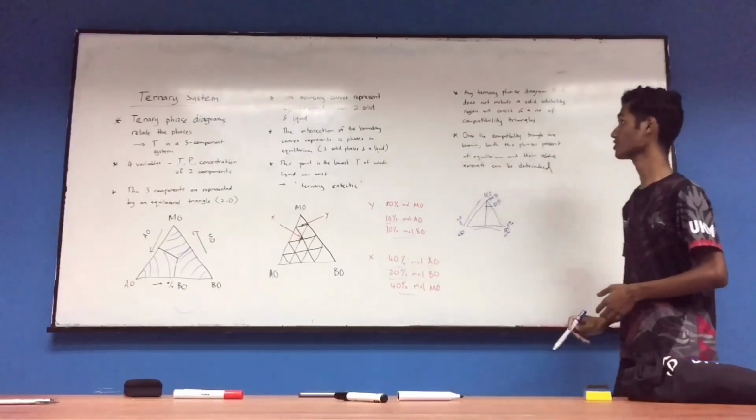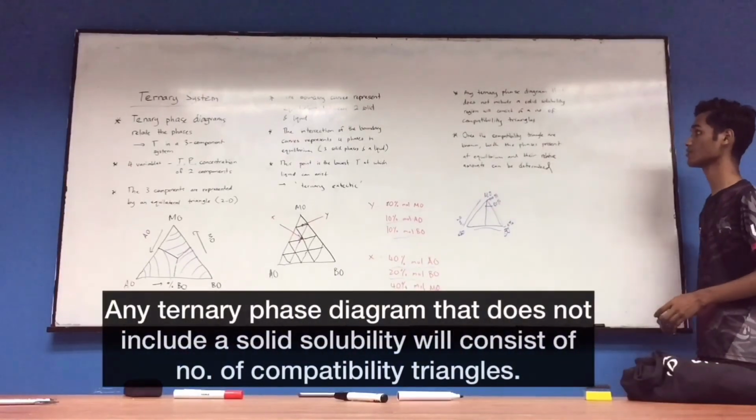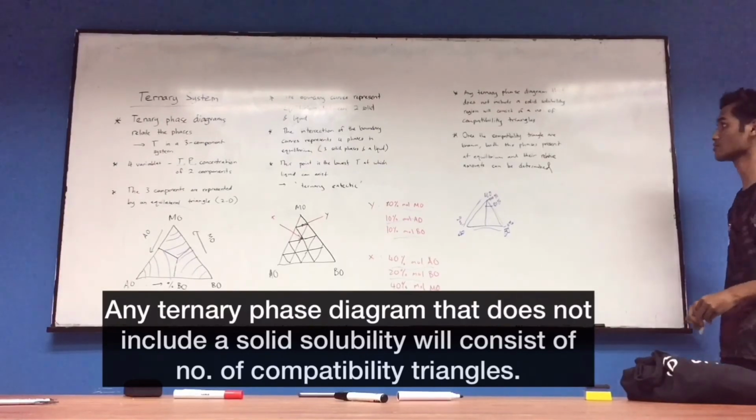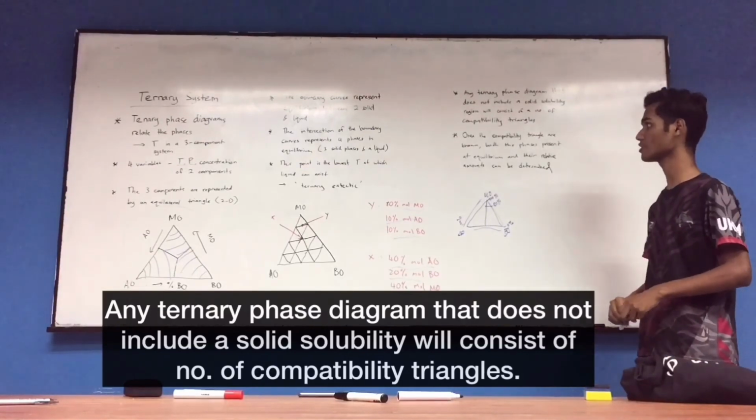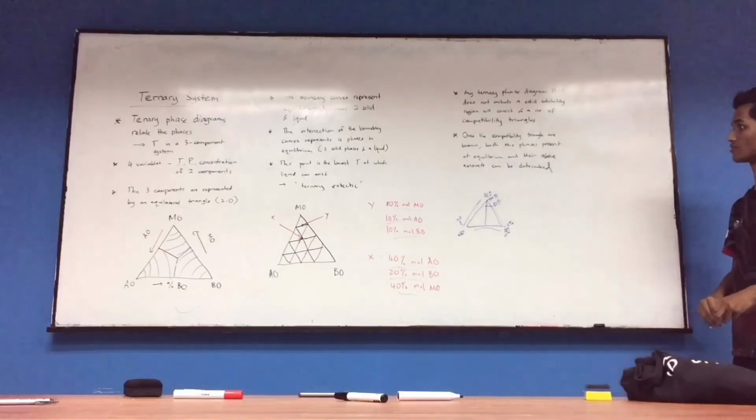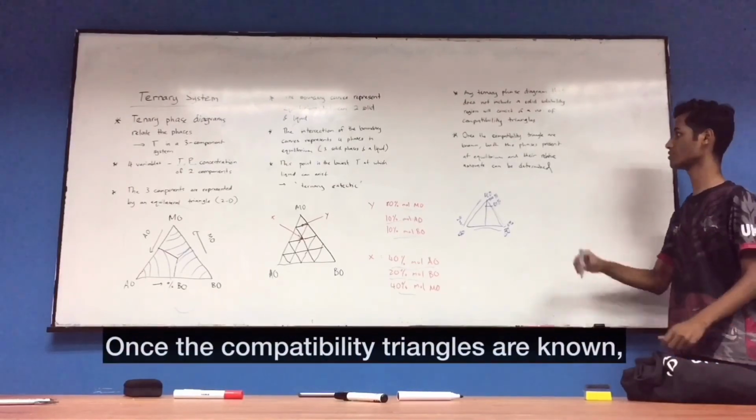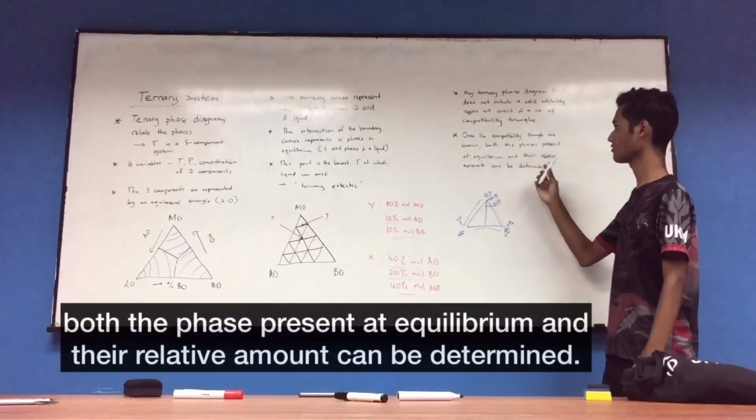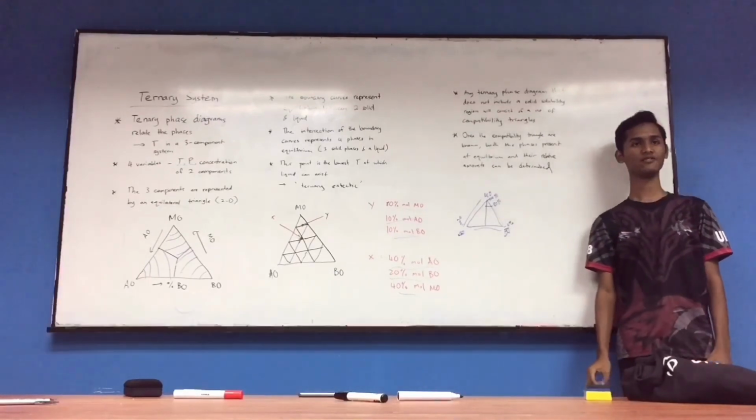Any ternary phase diagram that does not include a solid solubility region will consist of a number of compatibility triangles. Once the compatibility triangles are known, both the phases present at equilibrium and the relative amounts can be determined. That's all from me. Thank you.